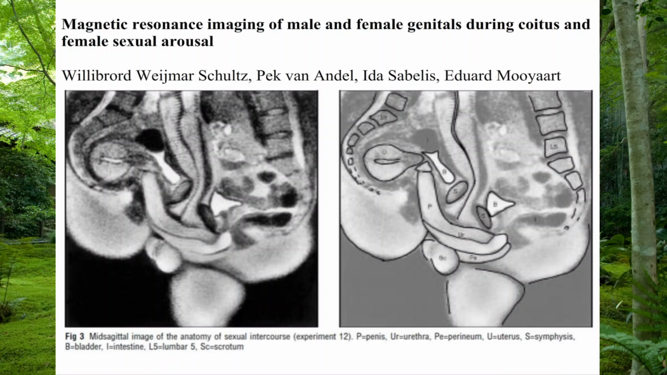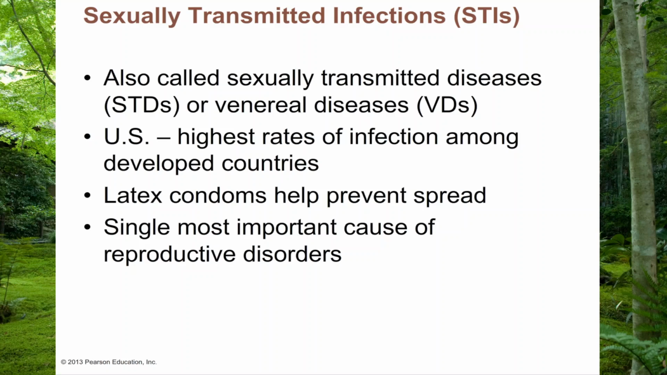Okay, so now that we talked about sex and everything fun, now let's talk about the things that aren't fun. That is the sexually transmitted infections, STIs, previously known as STDs. Now, the U.S. has very, very high rates of infection. Most of you know that latex condoms are a fairly effective means of birth control and tend to be the most effective means of preventing sexually transmitted infections. The problem with condoms is that people don't use them.